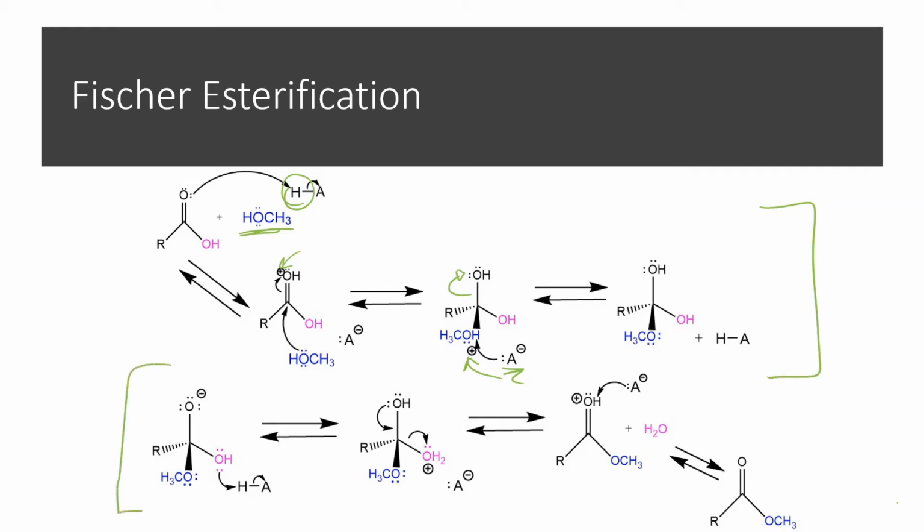The next step is an acid catalyzed dehydration, where we protonate here to get a water molecule that then leaves. And again, we just deprotonate up here that we protonated at first to activate that carbonyl to get our final product of an ester here.